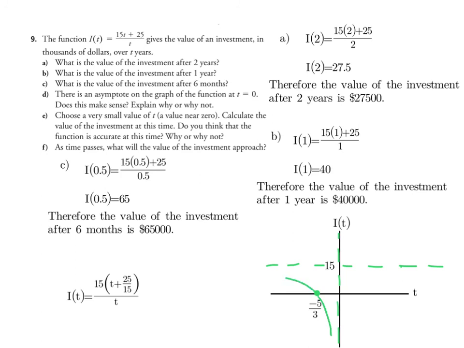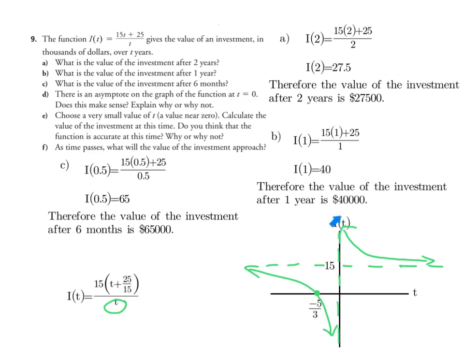The rest of this graph is pretty easy to graph. It goes like this and like that, and it flips to the top because the t here is of order 1. And so that's our graph. Now let's kind of interpret it in terms of the function I of t. So it says explain why or why not this makes sense that they'd have an asymptote.